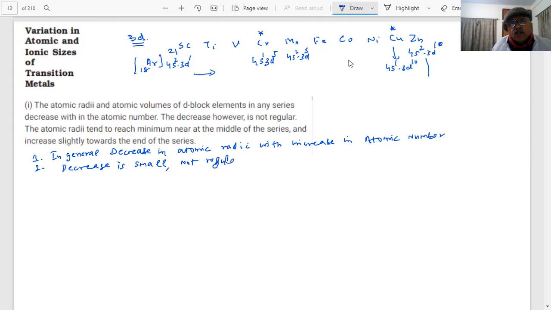I will show you the table values. The atomic radii tend to reach a minimum near the middle, and further they increase slightly towards the end. This is an important point. What does it mean? Why should it happen? Let us see.